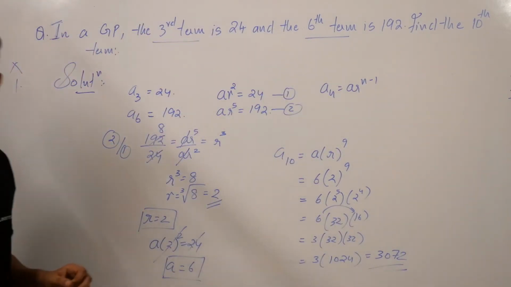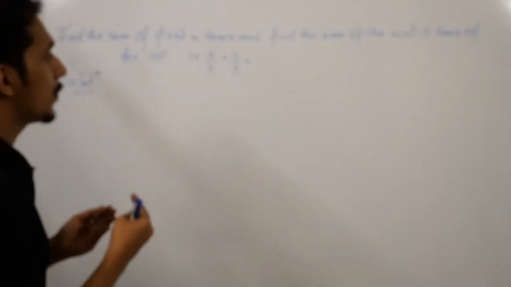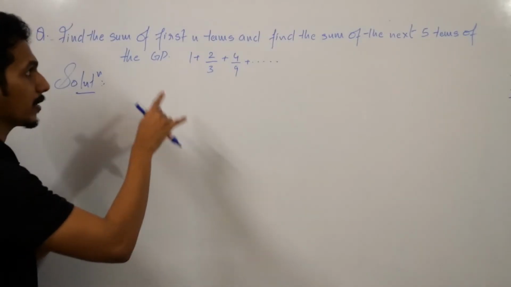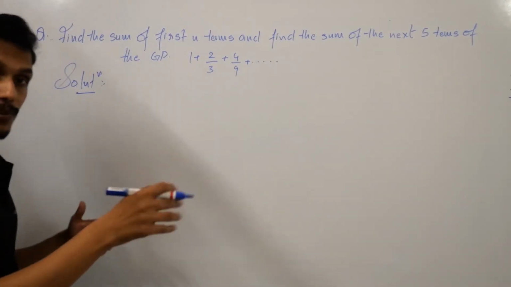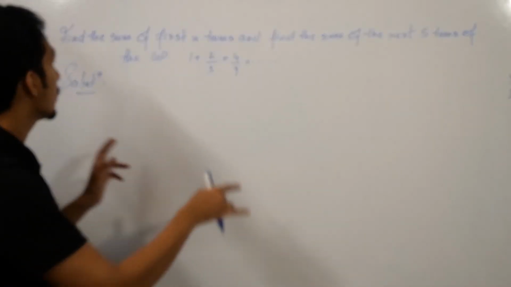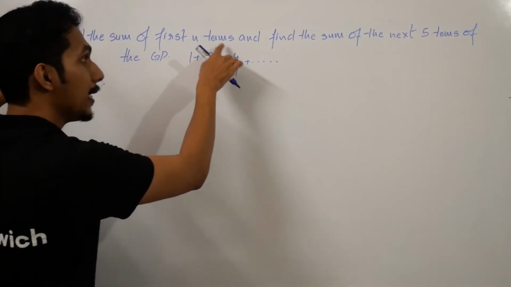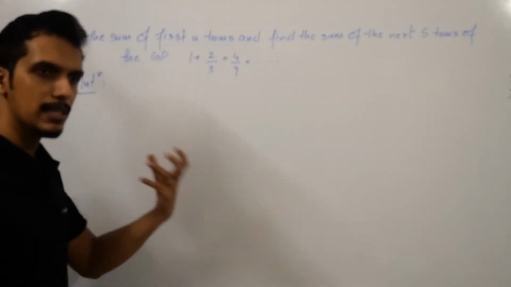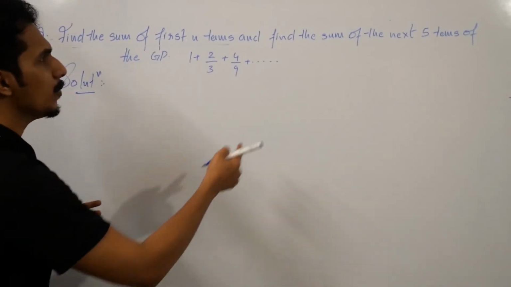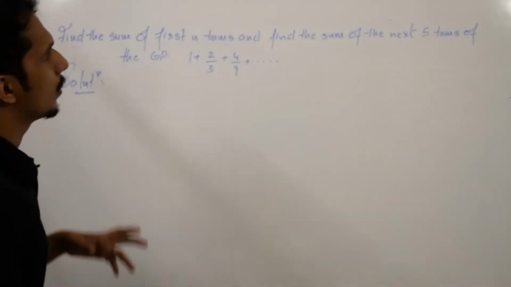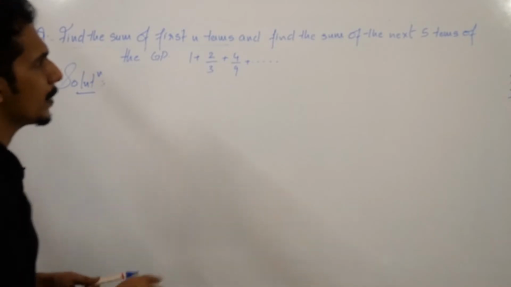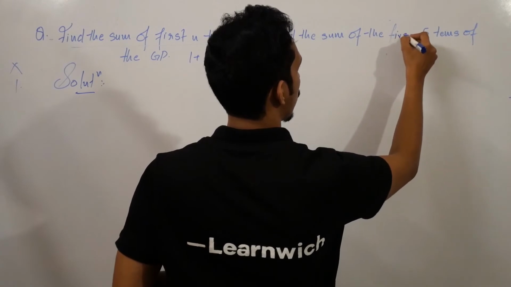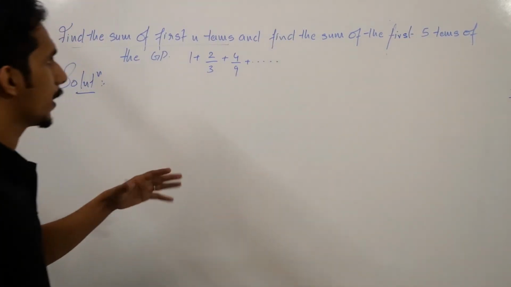Right, so let's go to the next question. Find the sum of first n terms and find the sum of the first 5 terms of the GP 1, 2 by 3, 4 by 9, etc. The first thing you need to do is not to apply the formula directly, because it is telling you to find the sum of the first n terms first. You have to find this part of the question first. Then we will get to a new formula which will easily give you the sum of the first 5 terms.